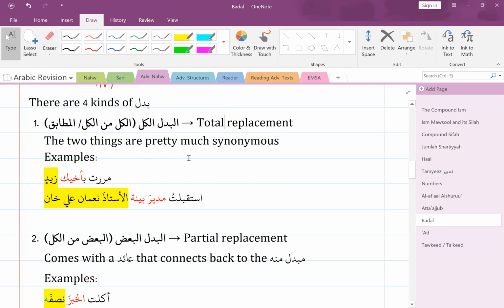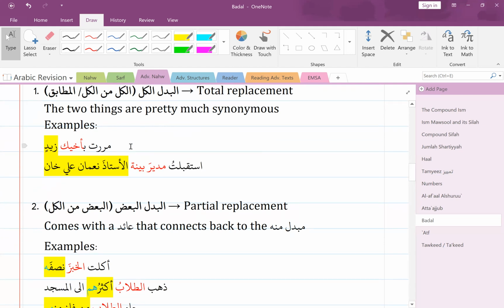Like when we did ismul ishara, when I say that book is beautiful, I can say that is beautiful, or I can say the book is beautiful. So it's pretty much synonymous. That is badal al-kull. You can actually replace one for the other completely.